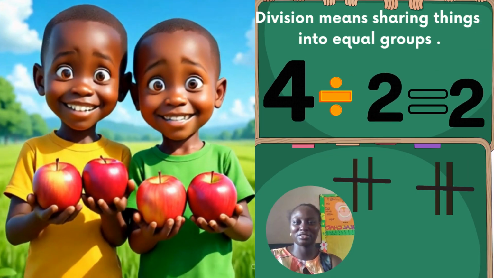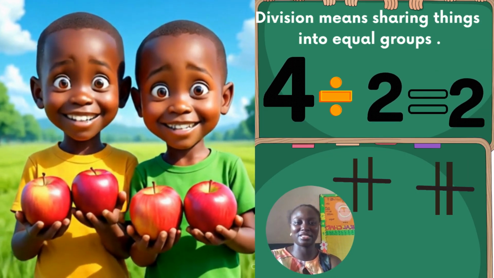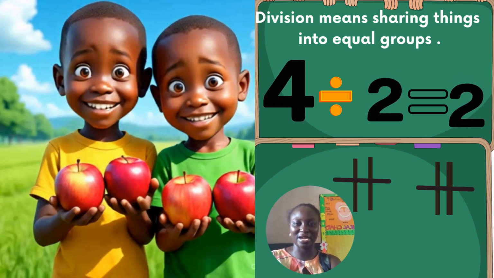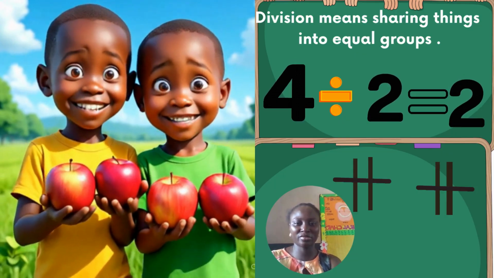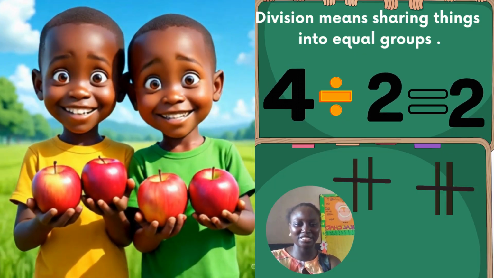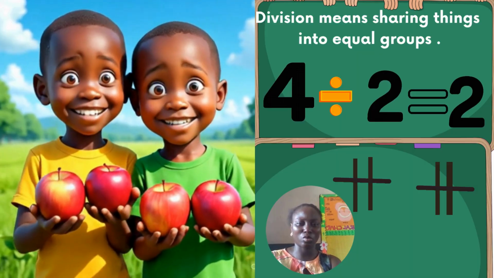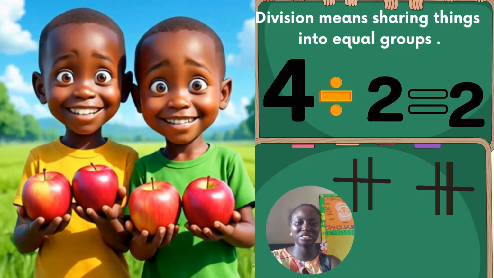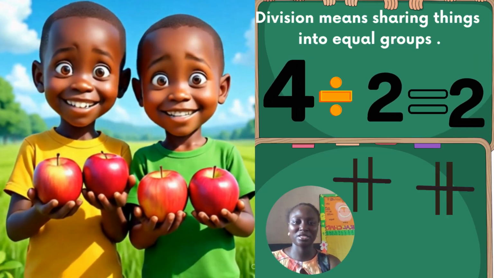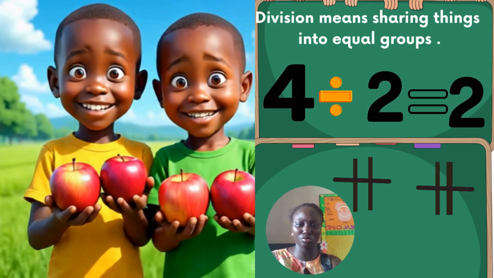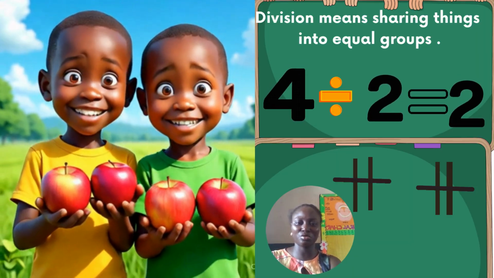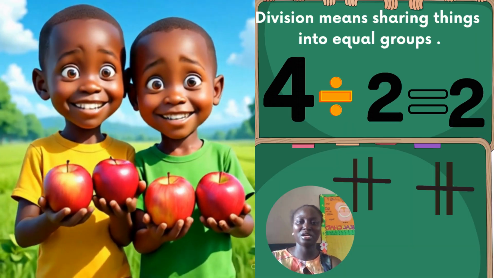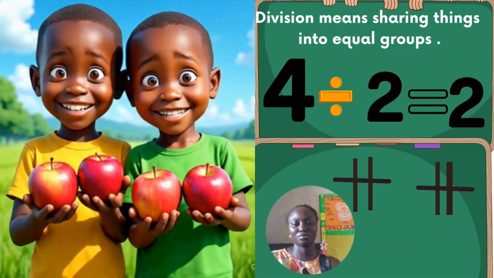What is division? Division means sharing things into equal groups. 4 divided by 2. We count 4 and place it in 2 groups each. So what do we have? We have 2. So 4 divided by 2 is 2. 4 apples, share them into 2 groups so that each group has the same amount as the other group. So 4 divided by 2 gives us 2.